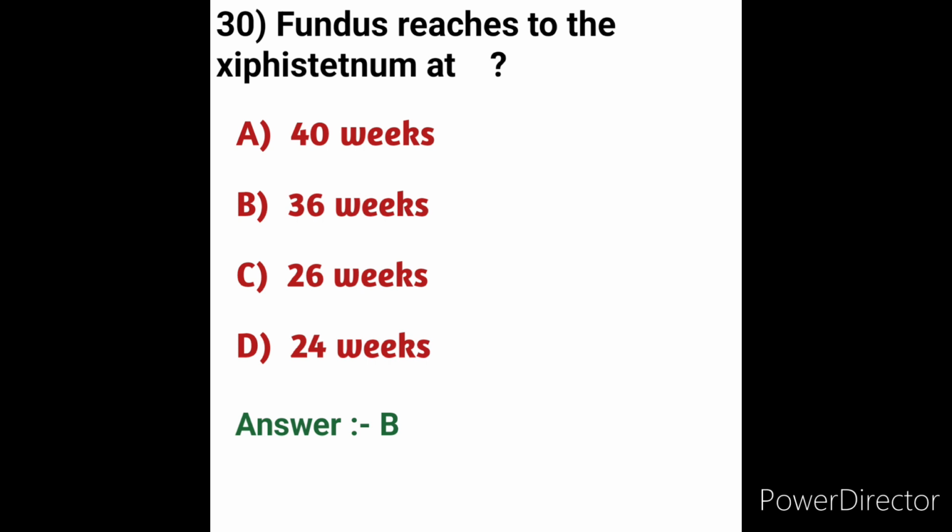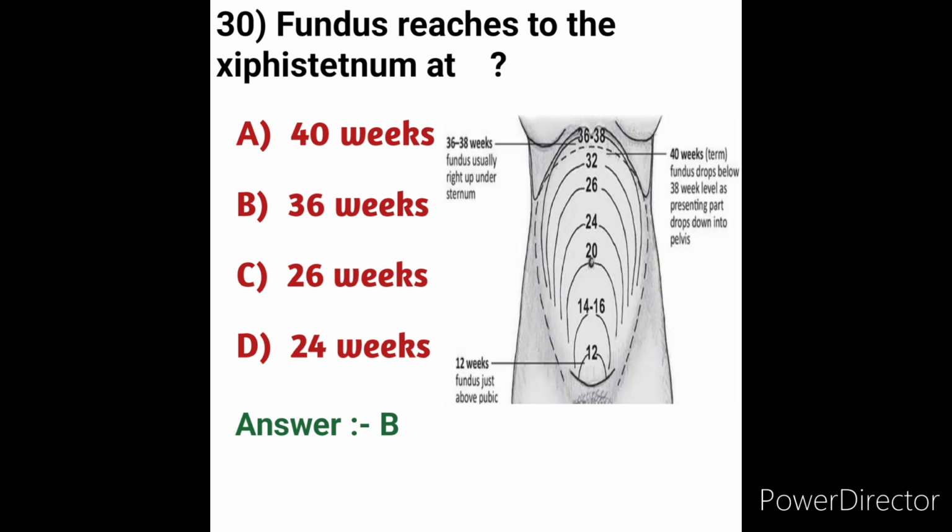At 36 to 38 weeks, the uterine fundus is at about the level of the xiphisternum. So here option B is the correct answer. Not exactly 36 weeks, but approximately 36 to 38 weeks. Here in the options there is no 36 to 38, so option B 36 is the correct answer. We can see here in this picture the fundus reaches the xiphisternum at 36 to 38 weeks of pregnancy.